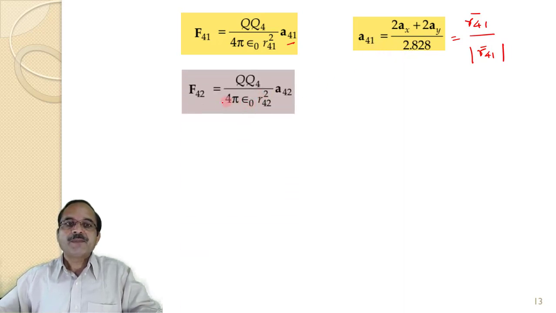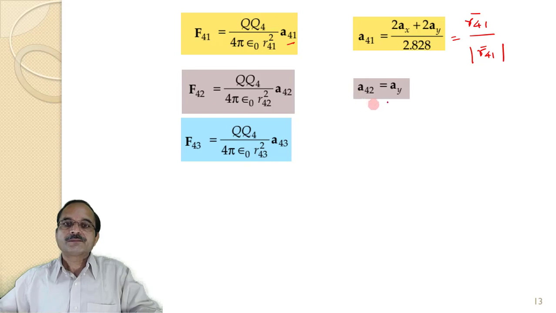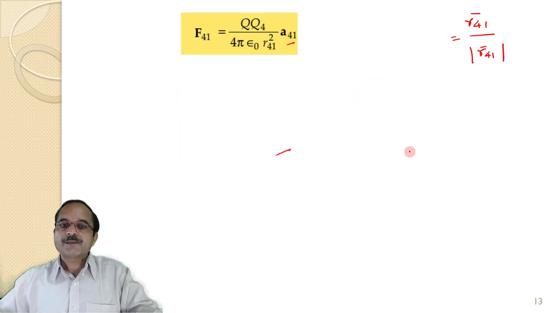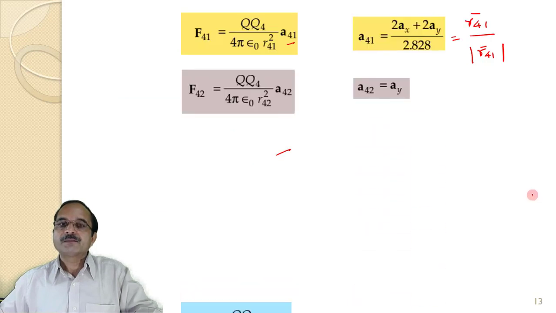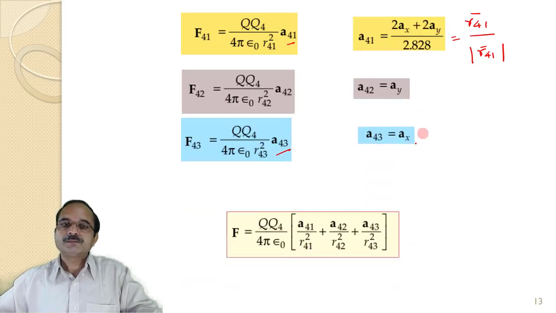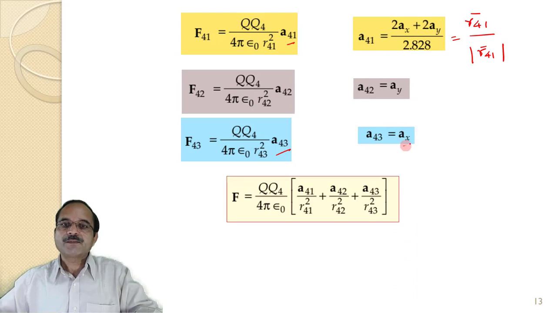Similarly, for F42, a42 is vector r42 divided by the magnitude of vector r42, that is ay. Similarly for F43, a43 is 2ax upon 2, the magnitude of this, so that is ax.